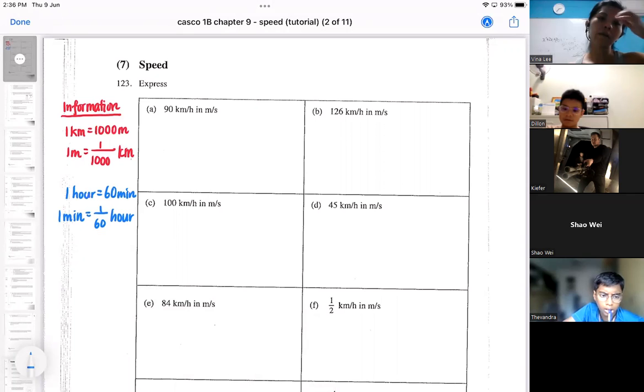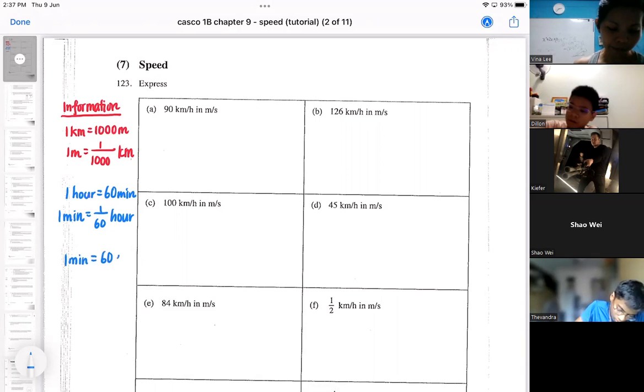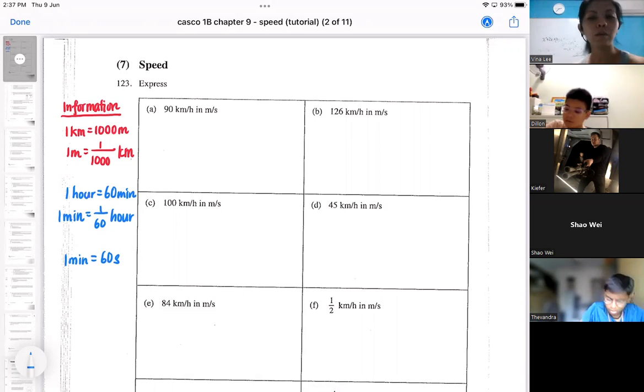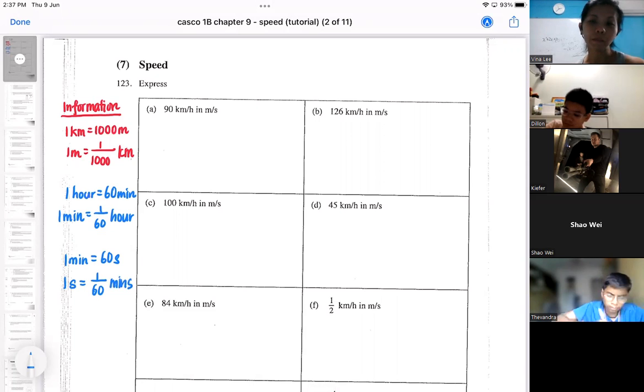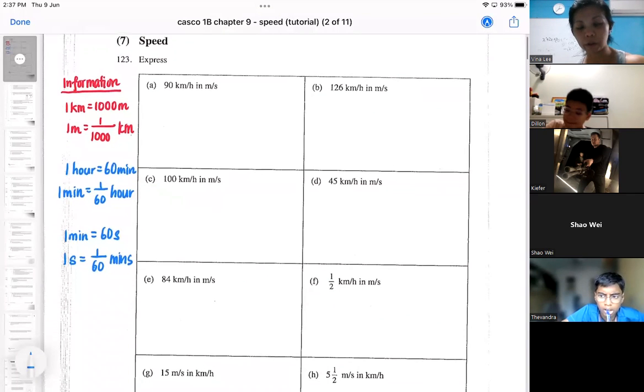And then we also learn that 1 minute is 60 seconds. Whatever we learned, you've got to reverse it and start asking yourself. Then 1 second is 1 over 60 minutes. So this is the information column that you will need in the conversion.